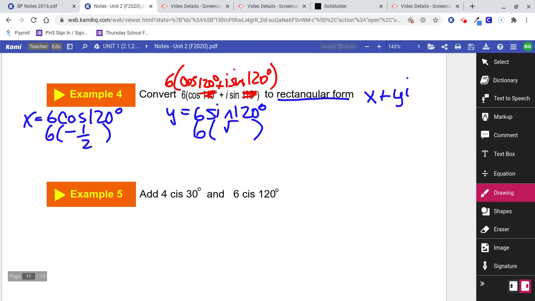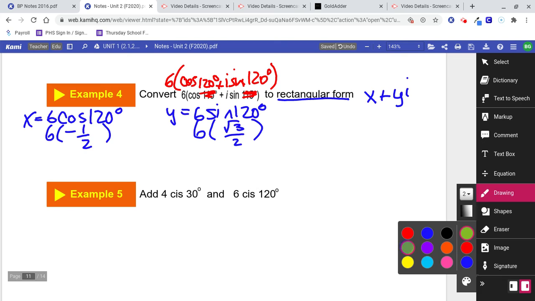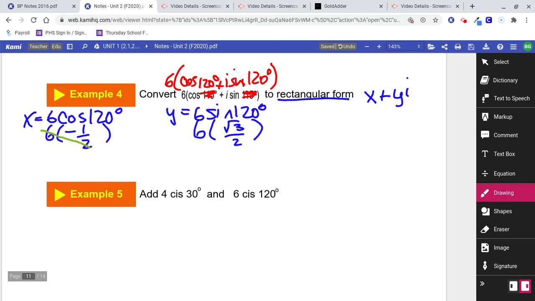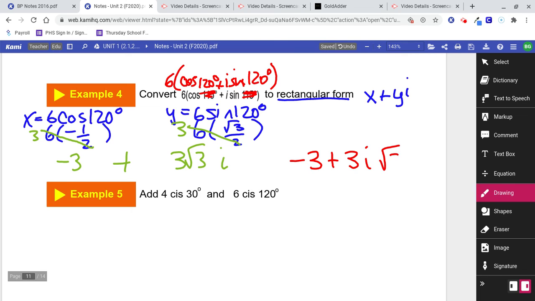So MathXL is going to force you into a square root. So square root of 3 over 2, and that's probably what you want. We can clean this up. We can reduce. 2 goes into 6 3 times, so that's negative 3. And 2 goes into 6 3 times, so you've got 3 square root of 3. And so you might look at it like this, negative 3 plus 3 square root of 3i. But generally when you write it, they want the i in front of the square root. So you're probably going to see it written like negative 3 plus 3i square root of 3.